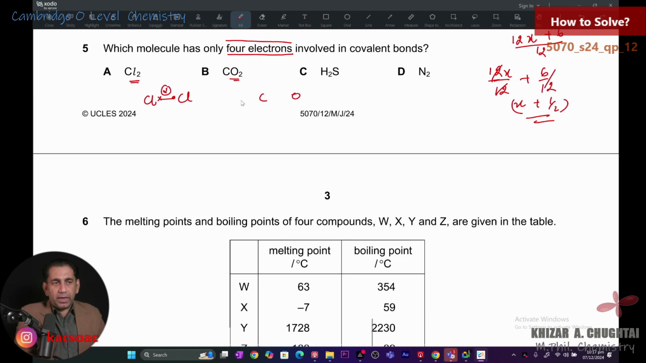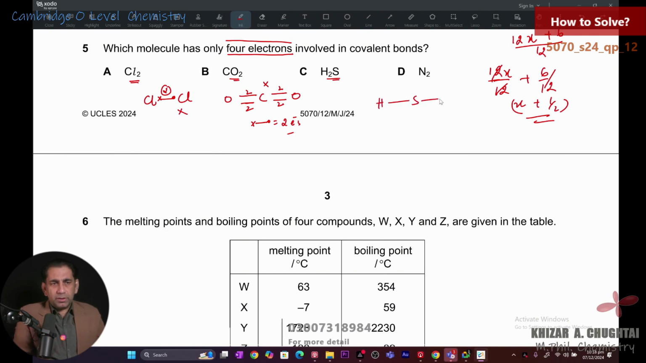CO2, 1 carbon and 2 oxygen. Carbon valency is equal to 4, so carbon will make 4 bonds, and each oxygen will make 2 bonds. So around oxygen there must be 2 bonds, and here they are, and around carbon there should be 4 bonds, and here they are. So 2 electrons, 2 electrons, 2 electrons, 2 electrons. Each bond, each line is equal to 2 electrons. The 2 electrons are making one covalent bond. So here are 8 electrons, not 4. Again, it's incorrect. Now come towards C.